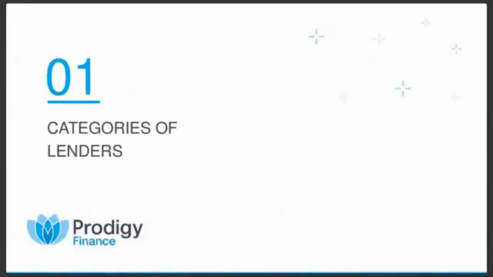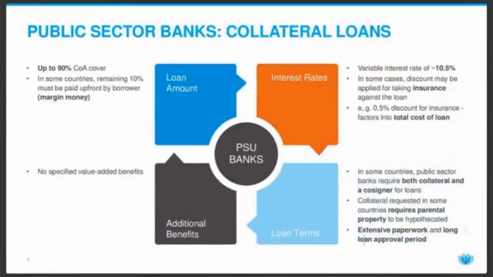So part one, the various categories of lenders. So we're going to look at the various categories. There's one page, but just to understand how it's structured, we'll read this in a clockwise order. So let's start with loan amount, right? So public sector banks, essentially government-backed banks, all will offer collateral-based loans, right? Which essentially means, yes, they're happy to lend you a certain amount, but you will invariably, you or your parents, whoever is the owner of the property, would have to put forward collateral against that loan.